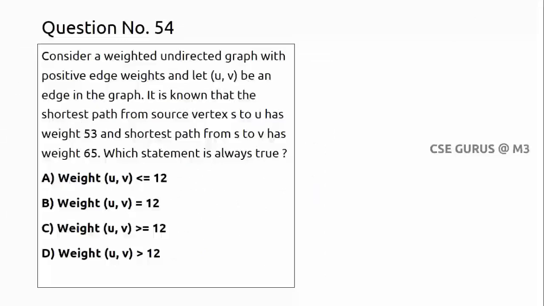Question number 54 is with respect to graphs. Here is a weighted undirected graph, and each edge has a positive edge weight. Let us suppose (u, v) is an edge. Vertices are given. It is known that the shortest path from source vertex S to U has weight 53.